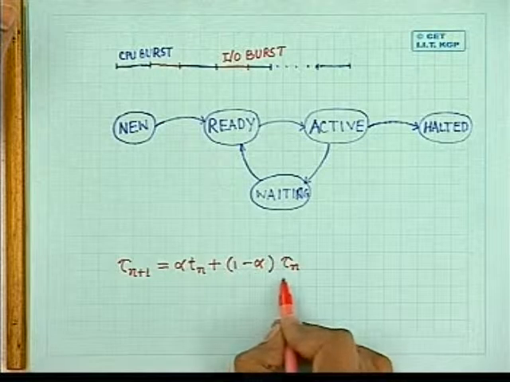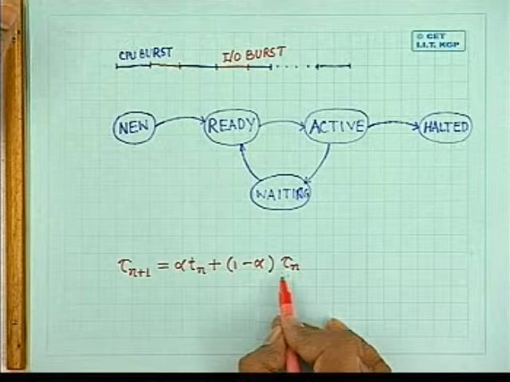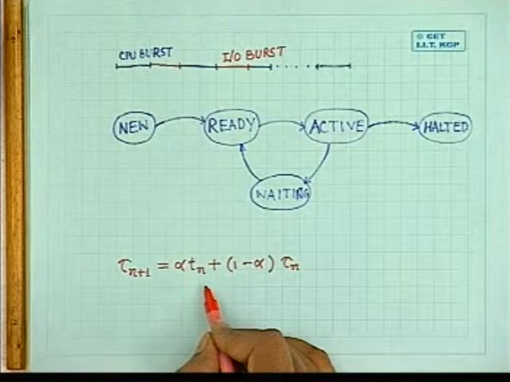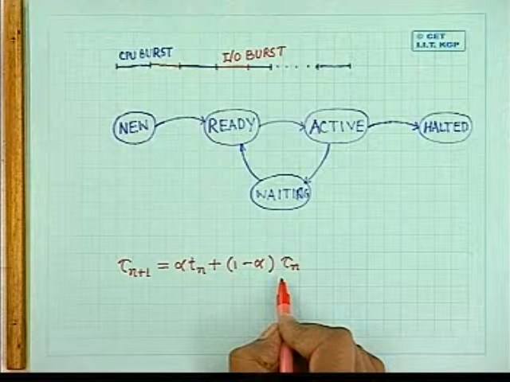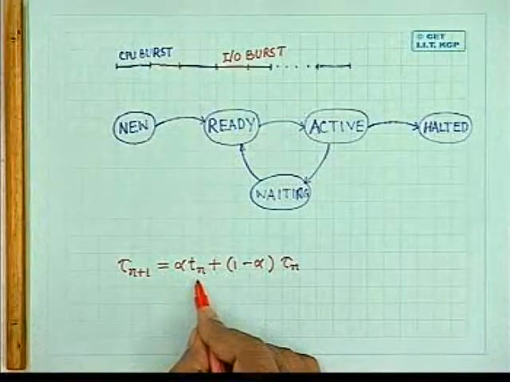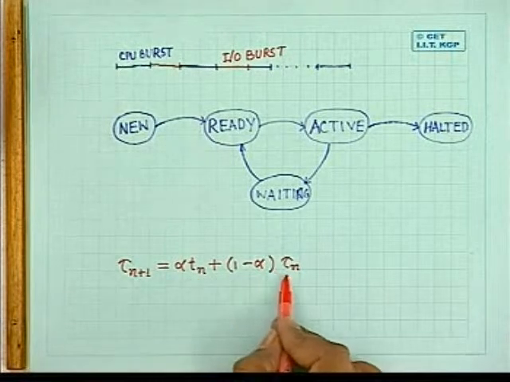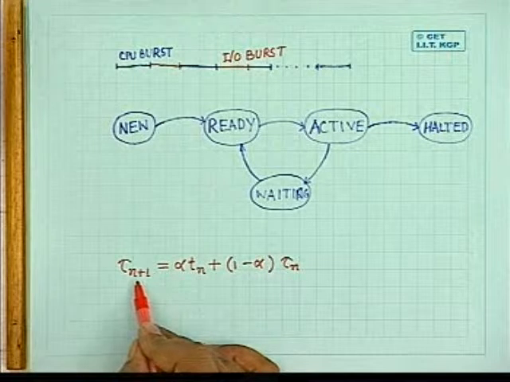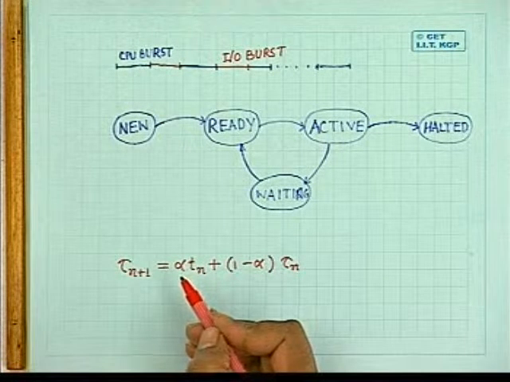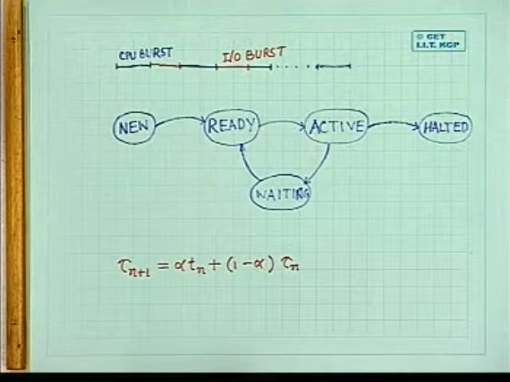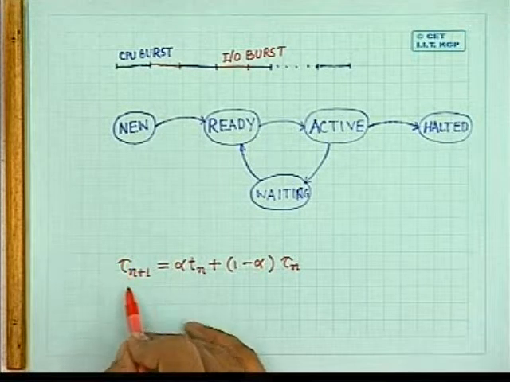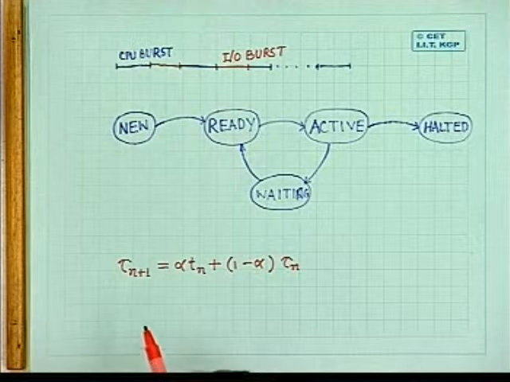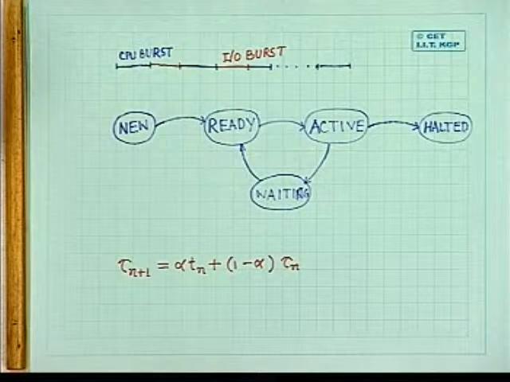And we are taking a weighted sum of these two, where Tn tells you what is the immediate past of the job, and tau n gives you some indication about the history of the job, because tau n is accumulated. So, this gives you some history of the job, and this gives you the immediate nature of the job. You take a weighted average of these two to give you the predicted next CPU burst of the job. So, once we can predict this, I can use this predicted CPU burst duration to be used by the SJF algorithm.